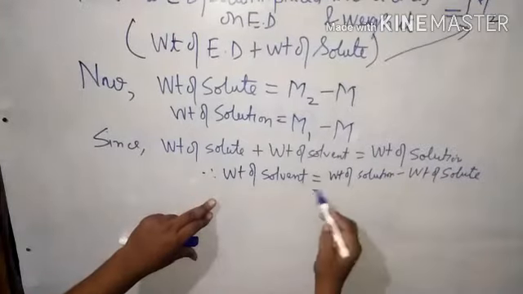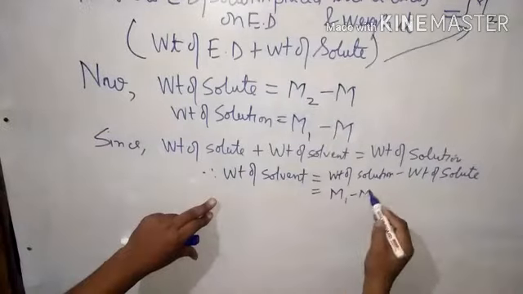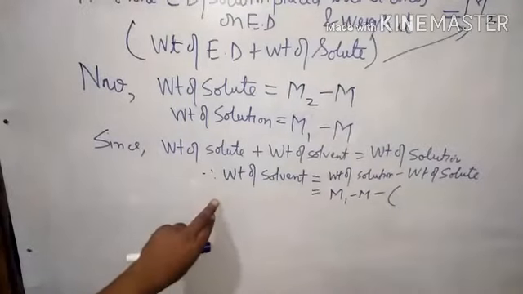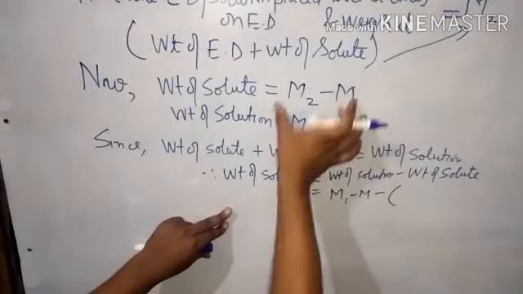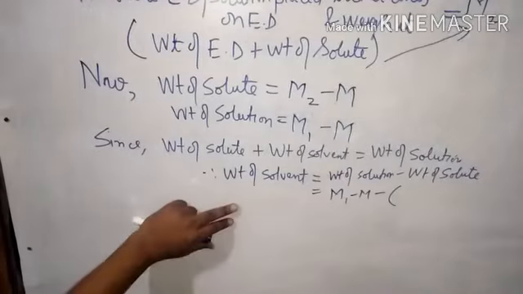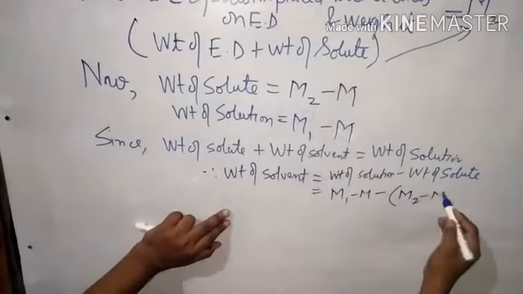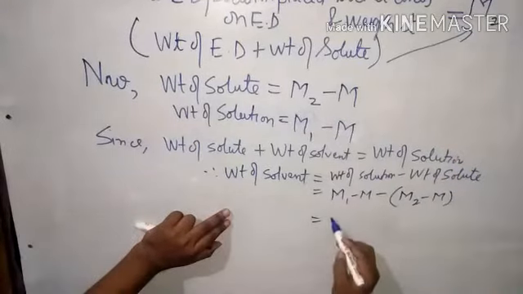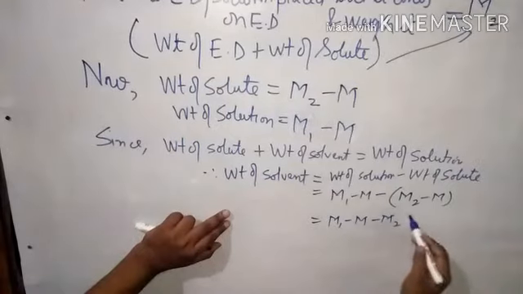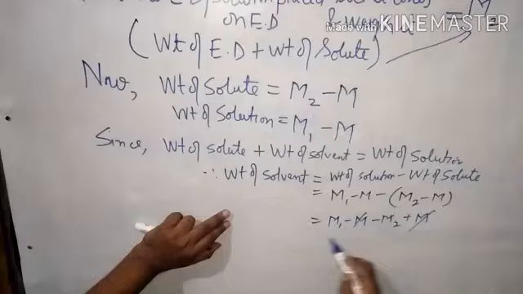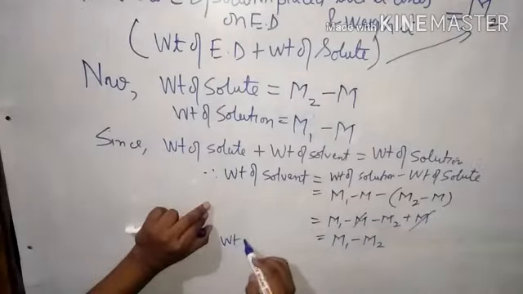So the weight of solution is what we have calculated as M1 minus M. Minus, you put a bracket, because in the expression we have two variables. So the weight of solute is M2 minus M. We open the bracket, so M1 minus M, this minus and minus becomes plus, the M cancels out, and this is equal to M1 minus M2. So here we get the weight of solvent also.